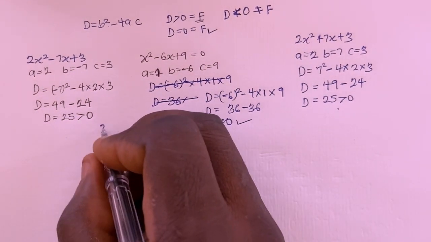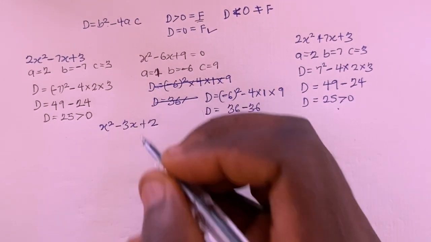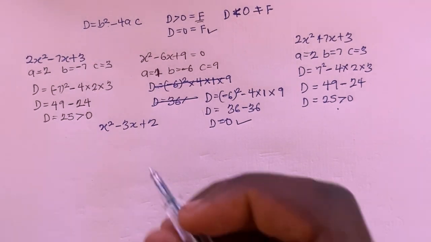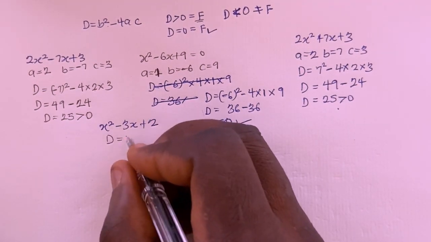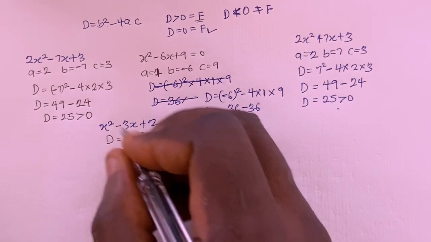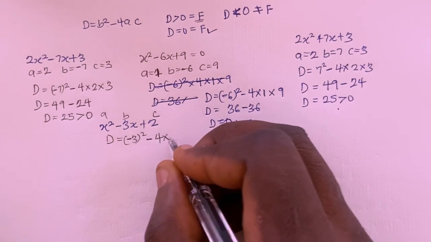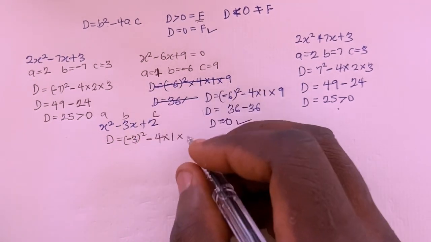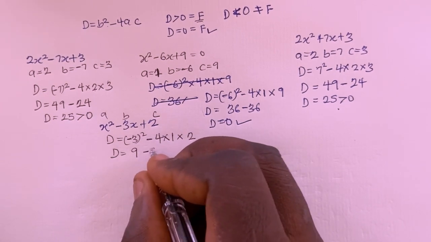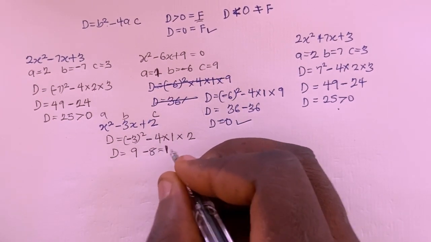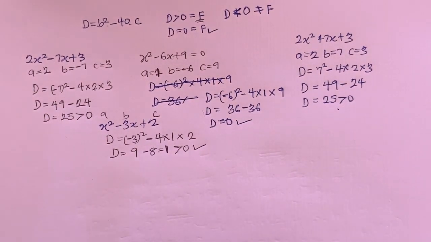Let's say you are given x squared minus 3x plus 2. Whenever we have this kind of question, let's see if it's going to be factorizable or not. So here we use D equals b squared, which is minus 3 squared. This is our b, this is our a, and this is our c. Then minus 4 multiplied by a, which is 1, multiplied by c, which is 2. That's 9 minus 8, which is equal to 1. And 1 is greater than 0. That means this expression is factorizable. So now let's move to the next one.